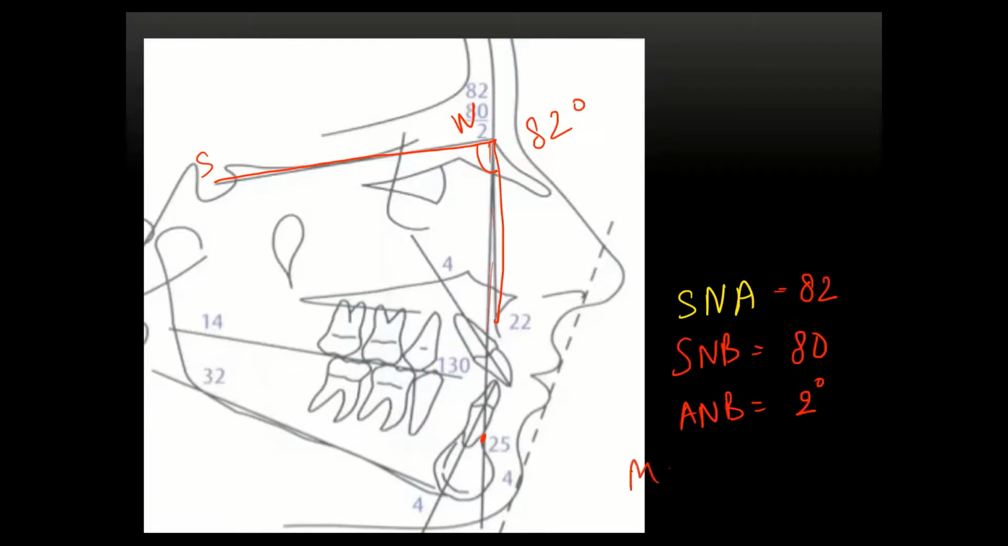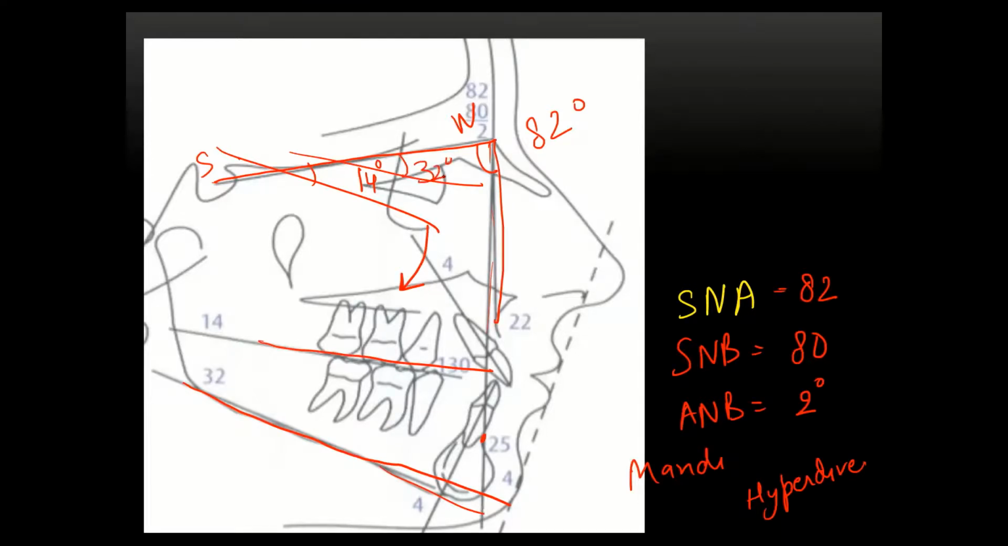Then is the mandibular plane angle. What is the mandibular plane angle? It is the angle between SN and the mandibular plane. This angle is basically 14 degrees, and when it increases, it would be a hyperdivergent patient, a backward rotator. Then is the occlusal plane, the angle between the occlusal plane and SN. This angle is basically 32 degrees.